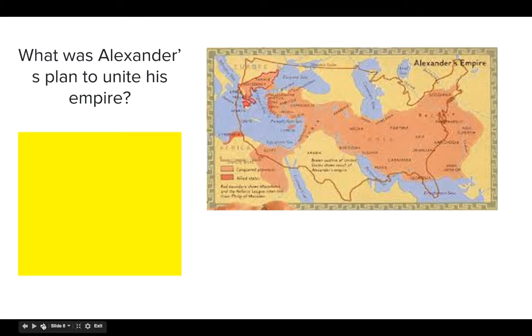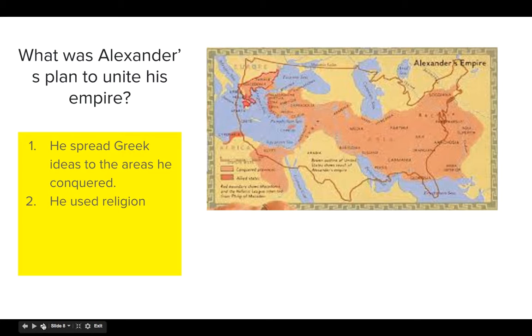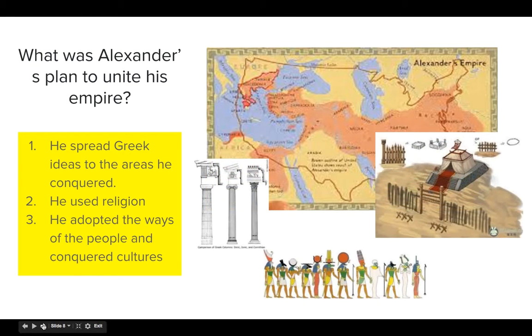So let's take a brief overview of what he wanted to do with this. He spread Greek ideas to the areas he conquered, things like architecture and language. Another thing he does is he uses religion to try to keep his large empire united. And then the last thing that we see is he adopts the ways of the people and the conquered cultures all around. You see a couple of examples.